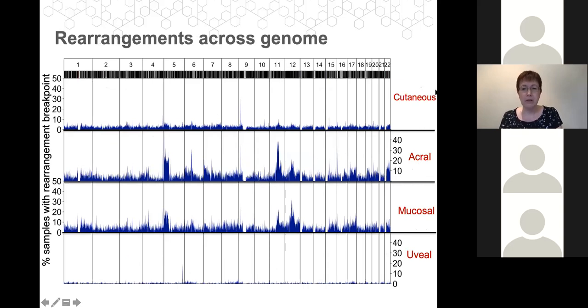There are some similarities between acral, cutaneous, and mucosal. For example, this peak on chromosome 9p, and that's in the region of CDKN2A. There are also these peaks which are common in the acrals and mucosals, but not really present in the cutaneous tumors. And these are regions on chromosomes 5, 11, and 12.